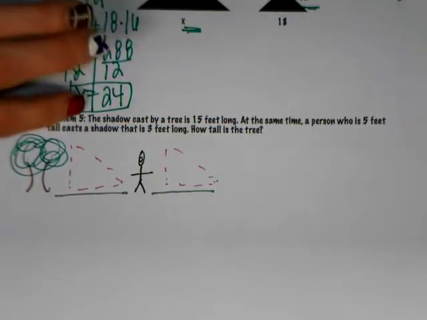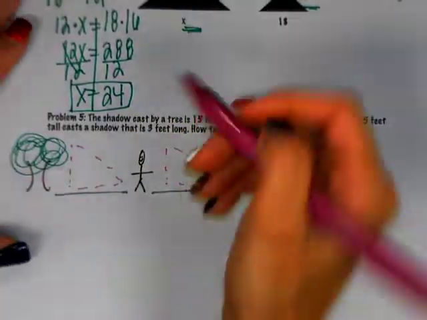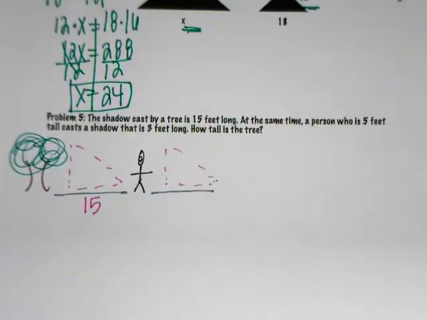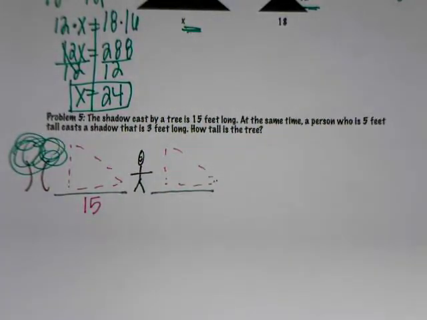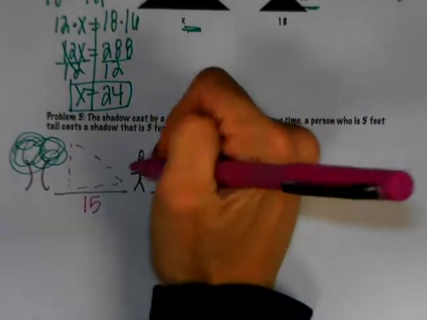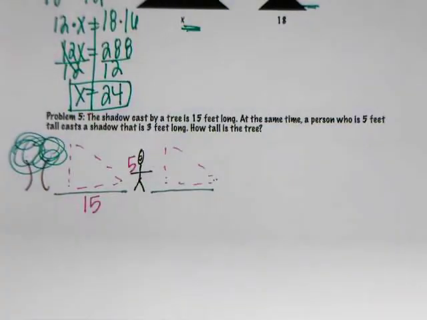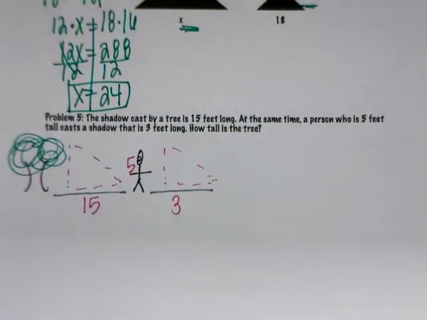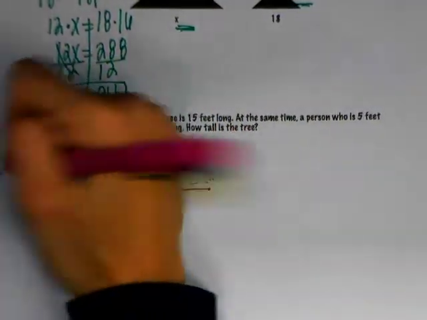So it says, the shadow cast by a tree is 15 feet long, so you're going to label the shadow of the tree 15. At the same time, a person who is 5 feet tall, so this person's going to label 5, casts a shadow that is 3 feet long, so it's going to be 3. How tall is the tree? So the height of the tree is going to be our x.